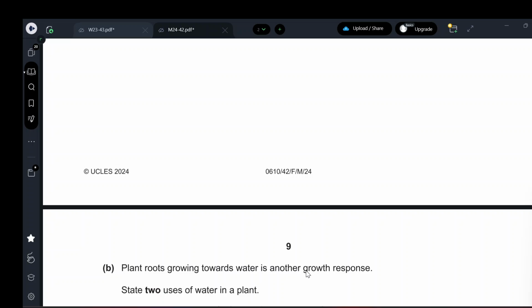Plant roots growing towards water is another growth response. State two uses of water. We just solved this in another exam. Water is the raw material for photosynthesis. It is used for support by cell turgidity. It is a solvent for chemical reactions. Any use of water inside the plant.